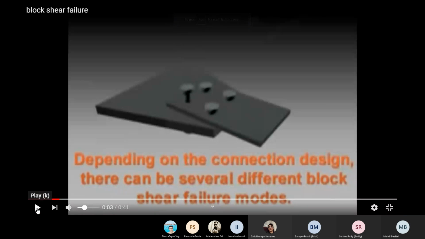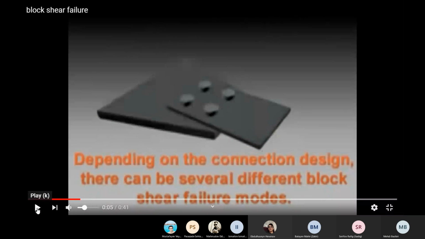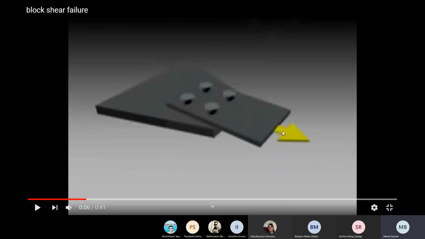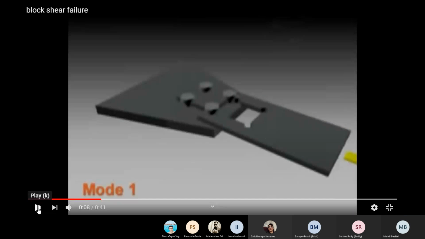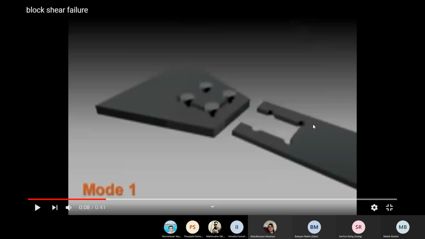Look at here. At first, everything is connected. Now we apply a tensile loading. This part is called yielding. Okay. But this part is called block shear. You can see that this member is completely fallen apart from this one. It is completely taken apart from this. So it's like that. We have two separated models.